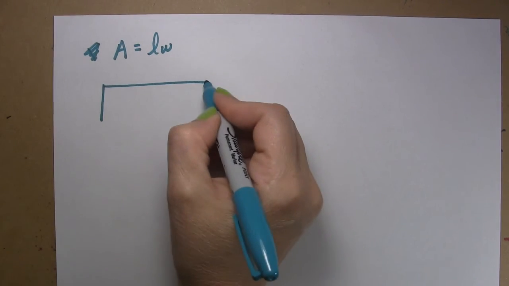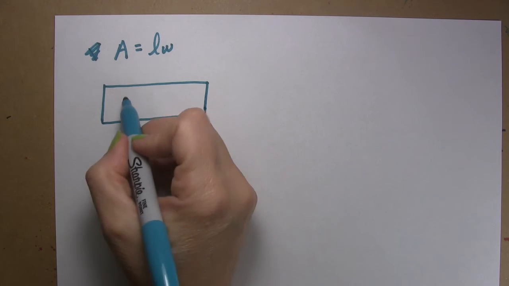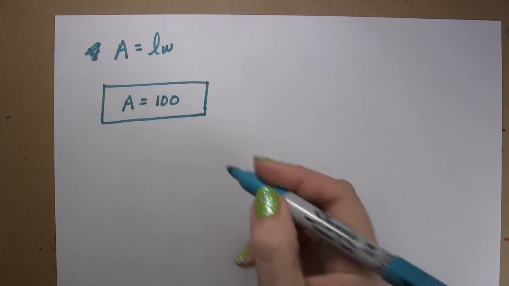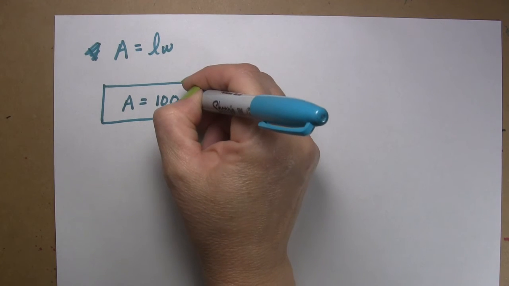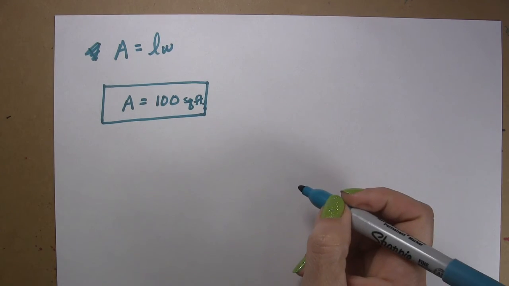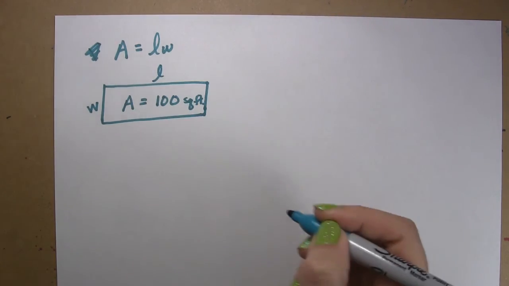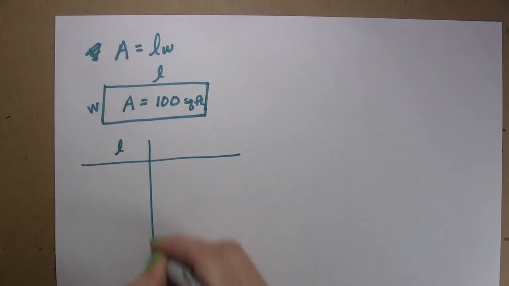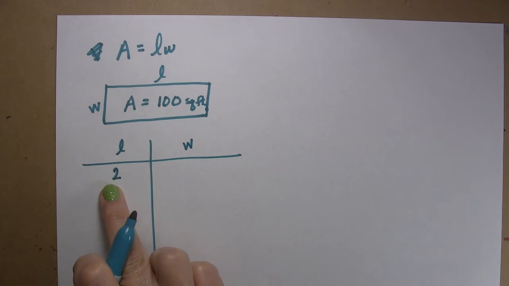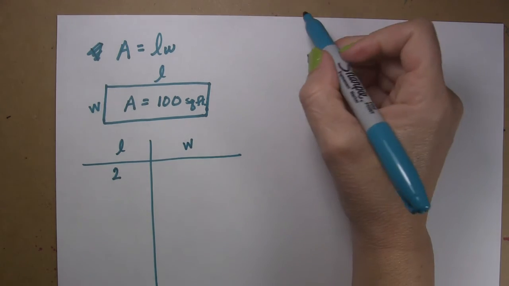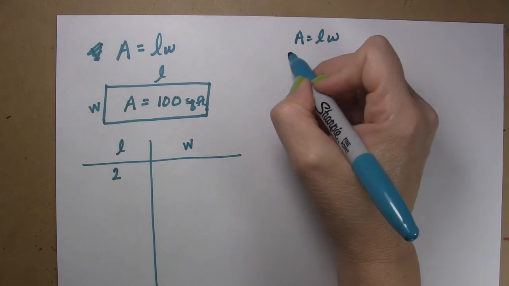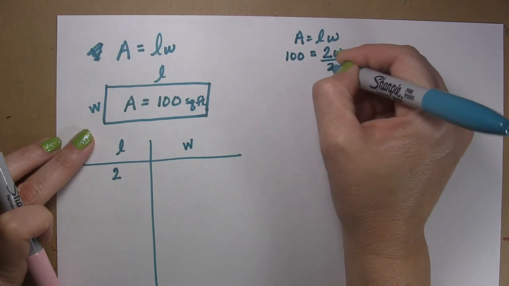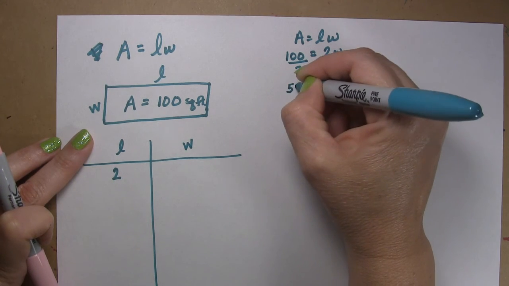So we have this plot of land here, and we want our area to always equal 100 square inches or square feet or whatever. You're making a garden. Let's say this is square feet. Okay, and we know that we're going to have a width and we know that we're going to have a length. Okay? If the length is 2, what does our width need to be? Well, area equals length times width. Our area is our 100. Our length is 2. Our W we're trying to figure out. Divide both sides by 2. We get W equals 50.